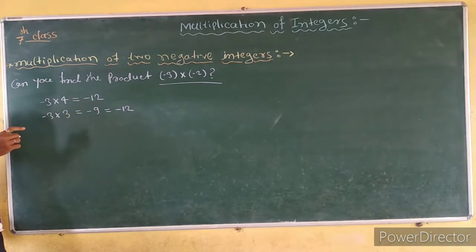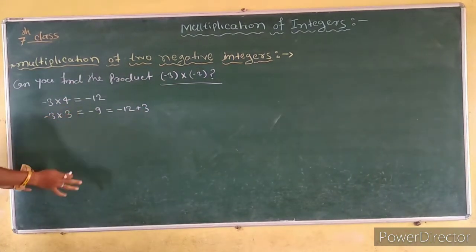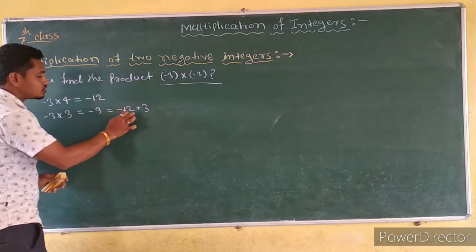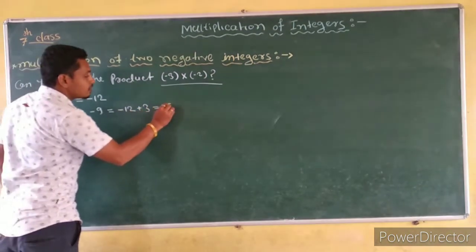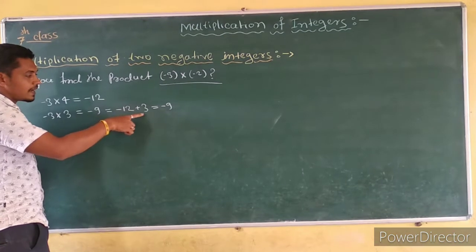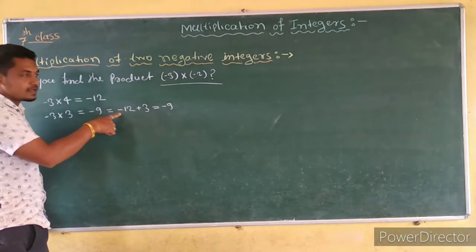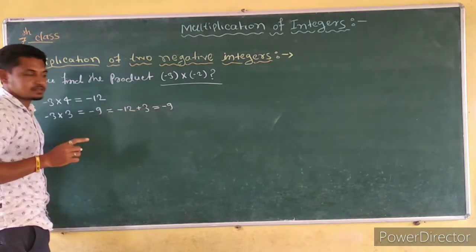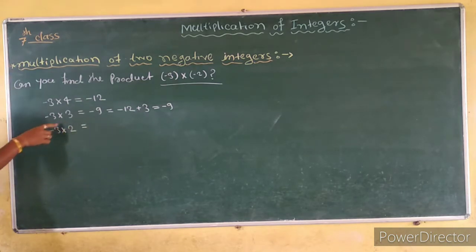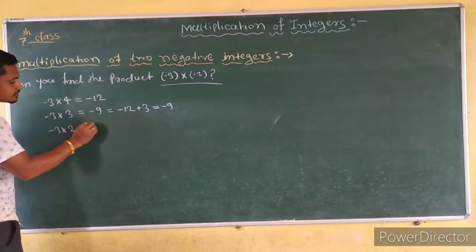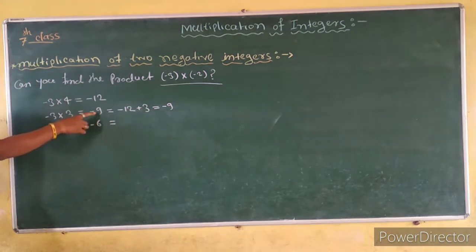and plus 3. Minus 12 plus 3. Just observe this sequence. Minus 12 plus 3 becomes minus 9. 12 minus 3 is 9, and the sign of the greater number is minus, so we take minus here. Next, minus 3 into 2 is equal to minus, take the minus sign first, and 3 twos are 6, so minus 6.